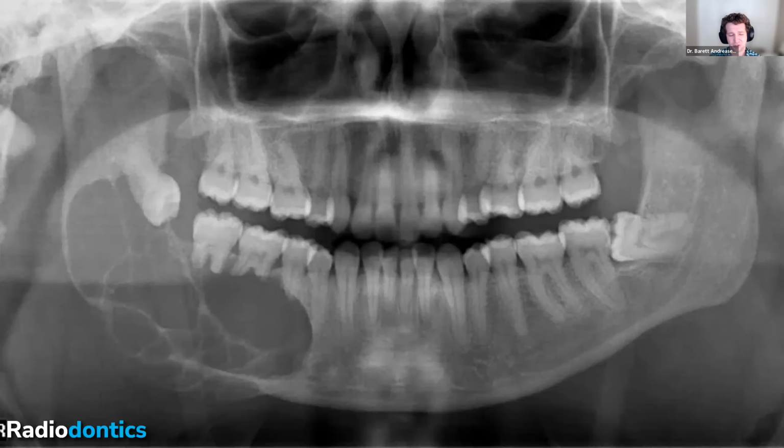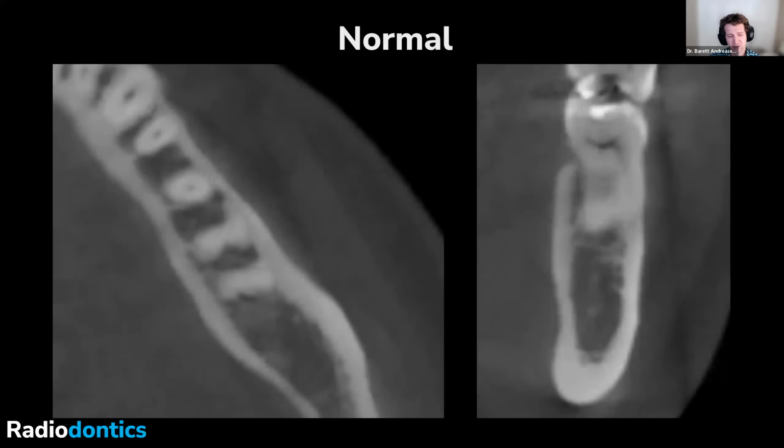But how do these features translate into our 3D imaging? Well, I do want to back up just a second because in order to understand what pathology looks like, we need to understand what normal looks like on our 3D imaging. So this is an axial view of the mandible on CBCT, and then this is a coronal view of that same mandible. And the features that we're really looking for when we're checking out pathology, we're not really paying attention to the teeth. We're looking at the cortices and we're looking at the trabecular bone.